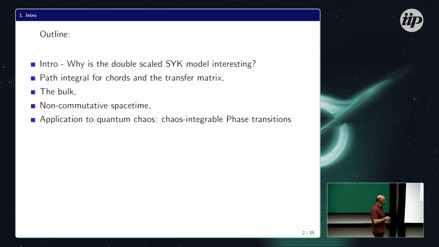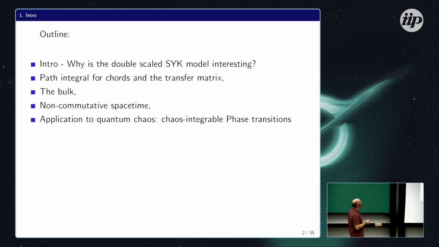Okay, so why is double-scaled SYK interesting? I'll give you my perspective. Then, how do we write a path integral for chords, and what's the relation with the transfer matrix? The fantasy is that this is going to be a completely well-defined path integral. It generalizes the G sigma, but it doesn't have any divergences or any ambiguities or any contour issues. So you can fantasize that it might be useful for something. To be honest, I don't know what exactly right now, but maybe.